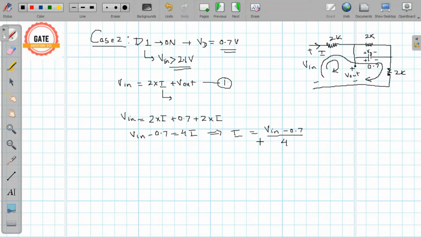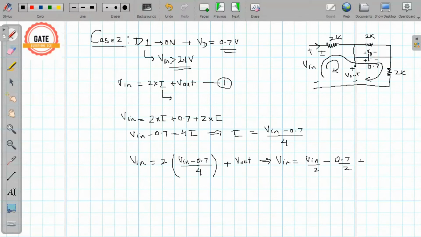So putting this value of I in this equation, we will get V input is equal to 2 times (V in minus 0.7) divided by 4 plus V out. So that will give us V input will be equal to V in by 2 minus 0.7 by 2 plus V out.